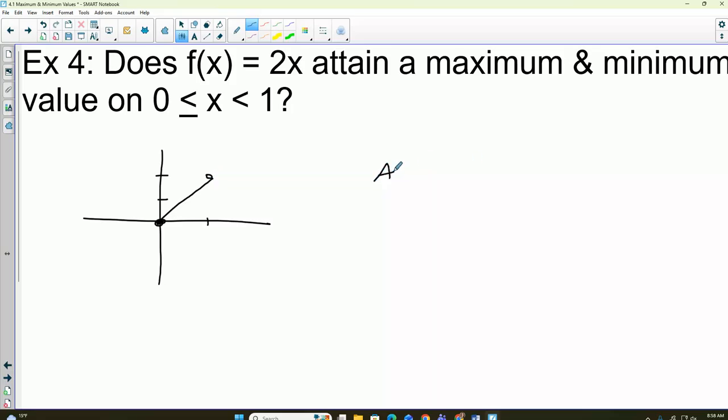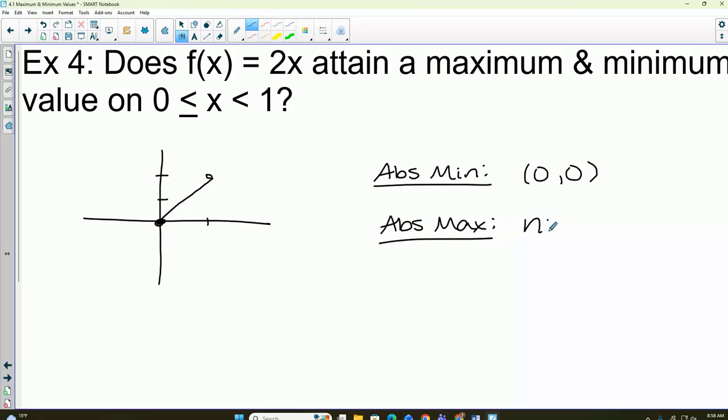Do we have an absolute min on this one? Yeah, what is it? Do we have an absolute max? No, because it ends with an open circle. So you are not guaranteed to have an absolute max and min if you have an open interval, if you don't have two endpoints there. So it has to be closed for our strategy to work.